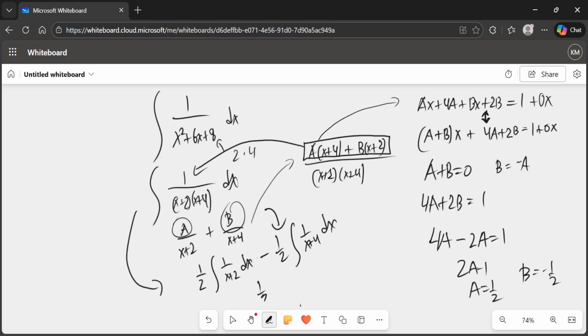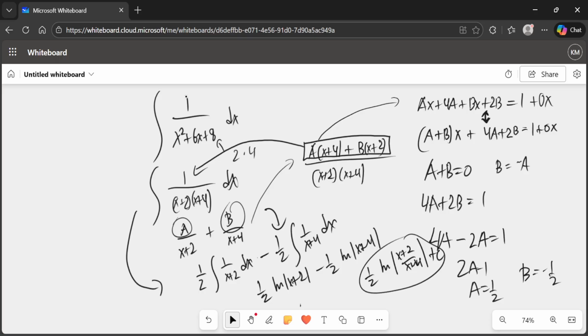So then this becomes 1 half ln|x plus 2| minus 1 half ln|x plus 4|. And that's equal to 1 half ln|(x plus 2) over (x plus 4)|. If you really wanted to put the 1 half inside, you could, but I think this looks nicer. Then plus c. Okay, that's method 1 with partial fraction decomposition. Does that make sense, or should I explain? Are there any questions on that?